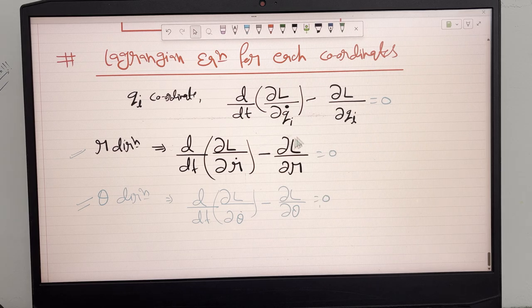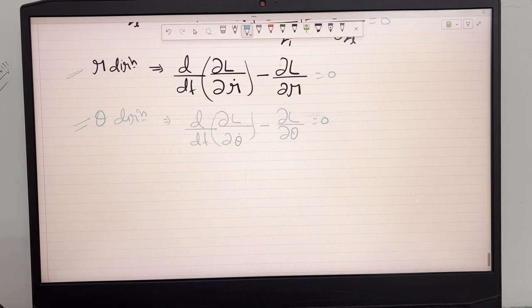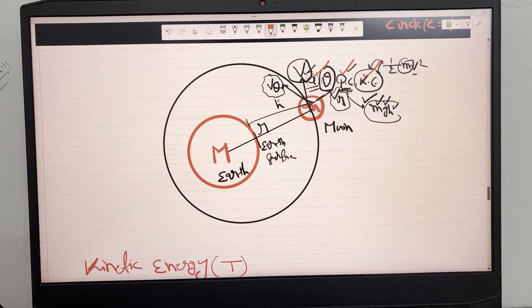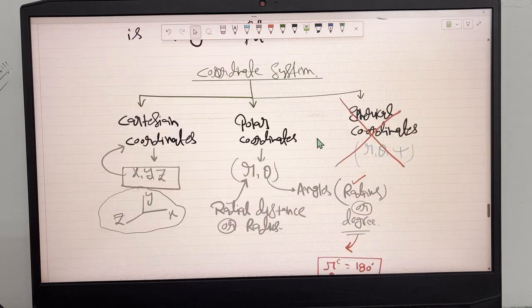Now let us hunt for the equation of motion. If this mass is rotating, if this mass is going in the radial direction, it is having some motion, because it is mass, so there must be some acceleration, velocity, or something. Similarly, in the tangential direction, this mass is having some motion, so that's what we are going to find for the radial and tangential direction.